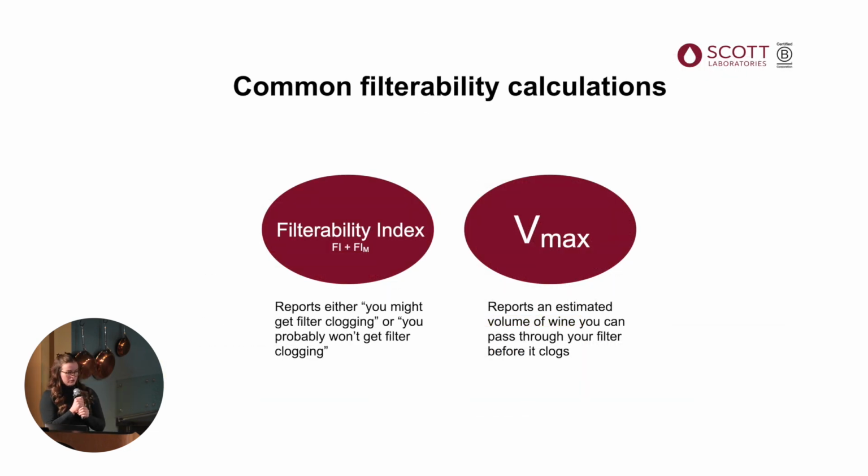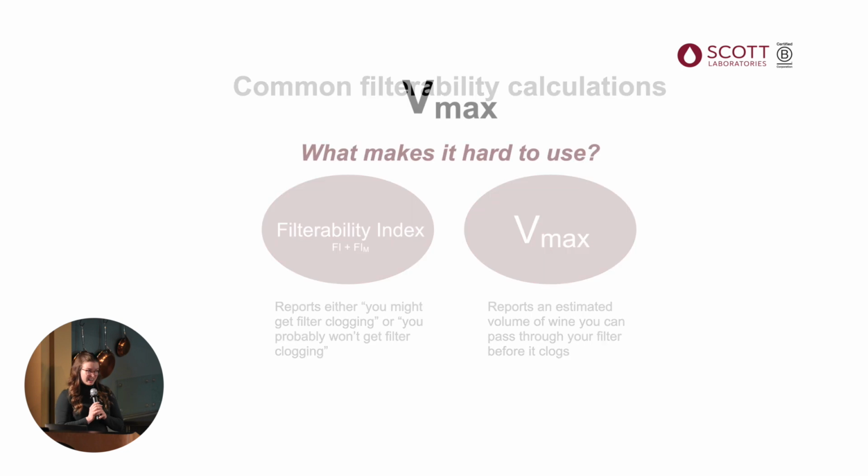So what are we going to do if these are our two main calculations that we could be using for filterability? I think Vmax as a concept sounds pretty good. It's like the volume of wine you can pass through your filter before it clogs. It's potentially a little bit more information than that black and white, like you might have an issue, you might not have an issue. Potentially it's more actionable. You might be able to calculate how many filters you might need. Well, a little foreshadowing, it's kind of hard to use.